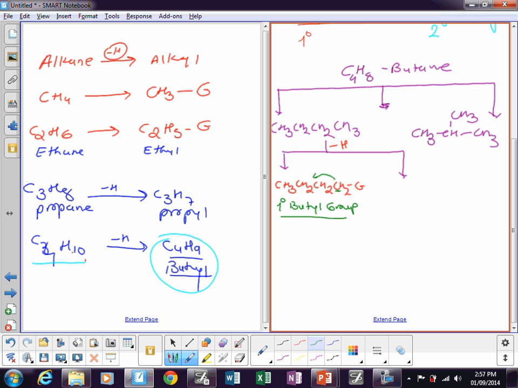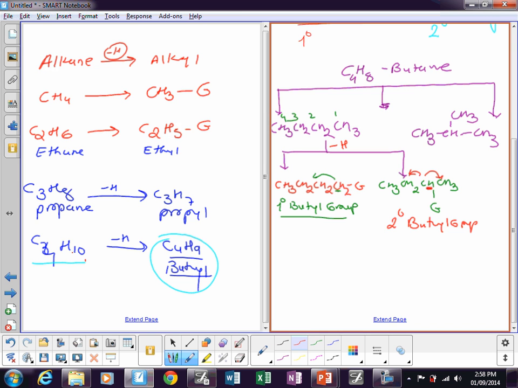Okay, it may lose hydrogen from the second carbon. 1, 2, 3, 4. If the second carbon loses hydrogen, CH3, CH2, CH, CH3, the group is attached over here. And as I explained earlier, since this carbon is losing hydrogen and it is attached with 2 more, we call it the secondary butyl group. Is it understood? Are you following me?